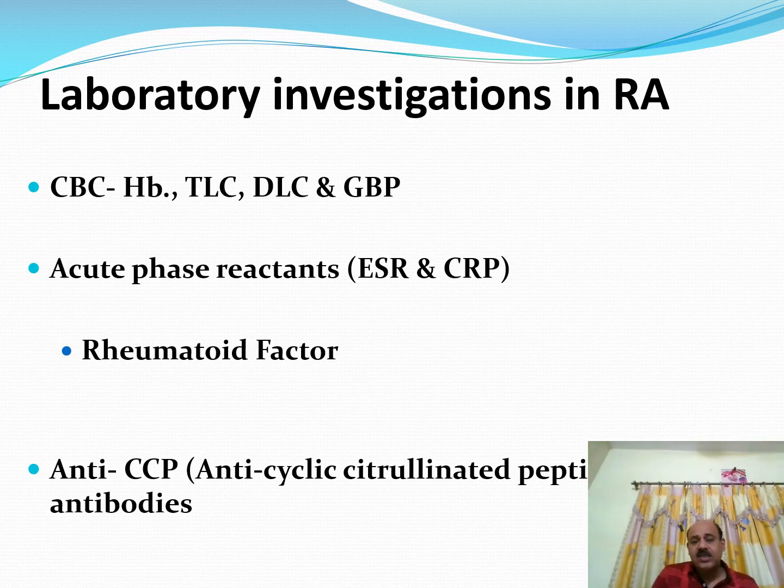For example, CBC is an important investigation. These patients may have anemia of chronic disease where Hb may be low, and in such condition, the general blood picture may show a normocytic, normochromic type of film. Acute phase reactants like ESR and CRP can be done, though they are not very specific investigations for rheumatoid arthritis, but high ESR and high CRP are definitely suggestive of high disease activity. And if ESR and CRP are low, then either the disease is not present or the disease, if at all it is present, is of low severity. We can also go with RA factor and anti-CCP. We'll discuss further.